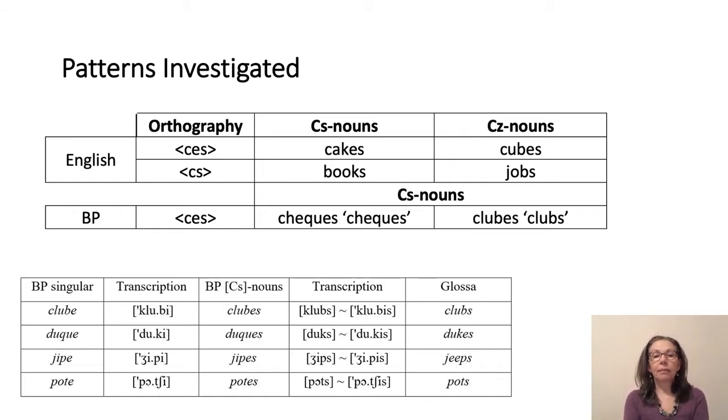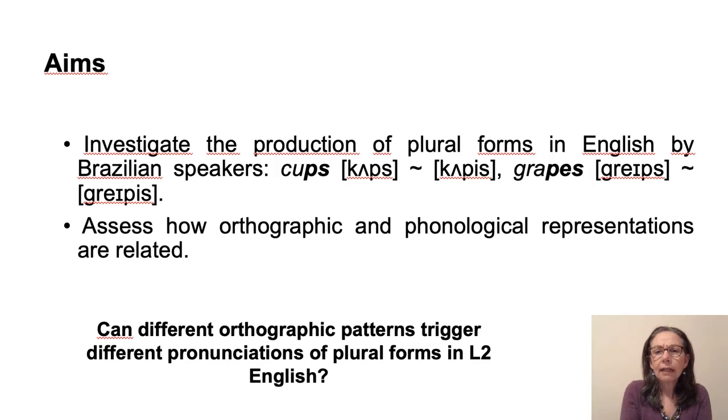The difference is that Brazilian Portuguese doesn't have the voicing assimilation, and another difference is that English doesn't have an epenthetic vowel between the two word final consonants, but Brazilian Portuguese may, as shown in the bottom table. So in Brazilian Portuguese, we can say clubes or clubes, or dukes and duques. So this epenthetic vowel occurs, and we wanted to figure out if a similar pattern would occur in English.